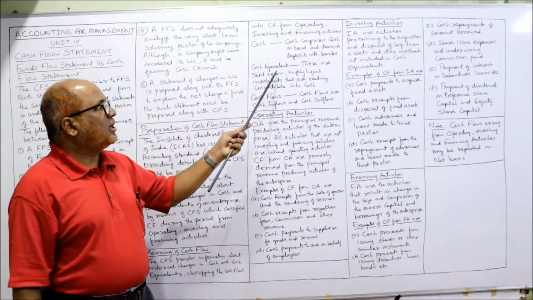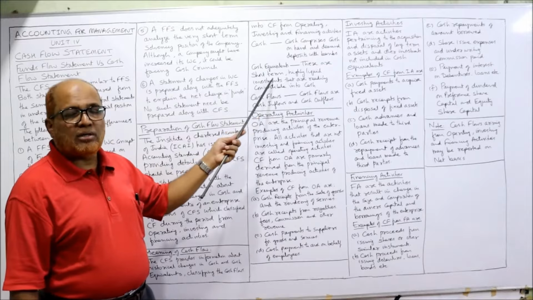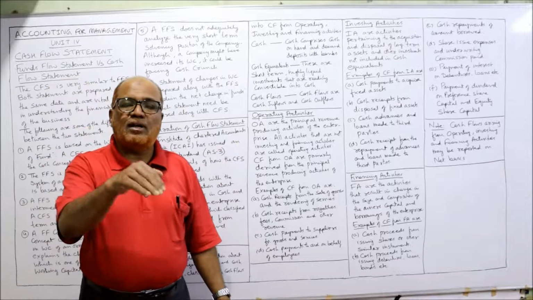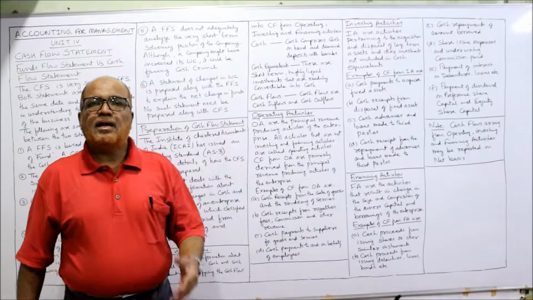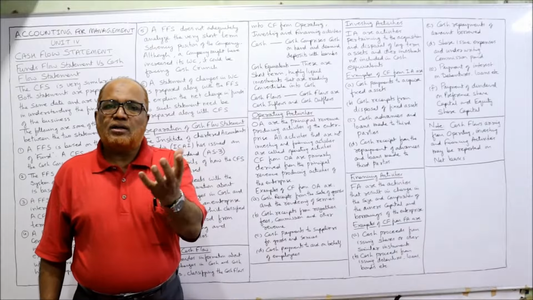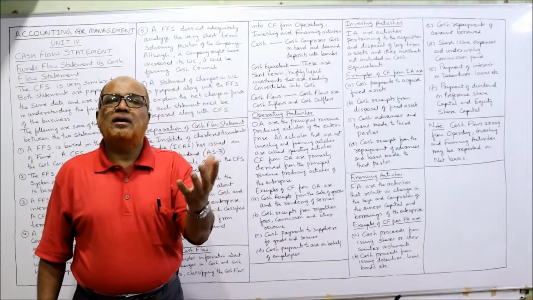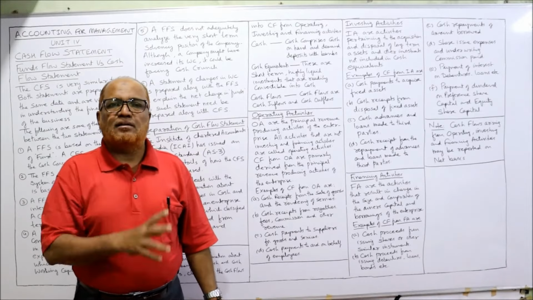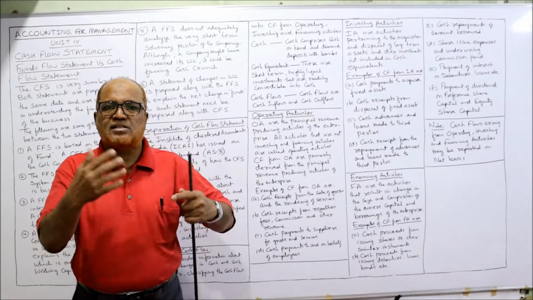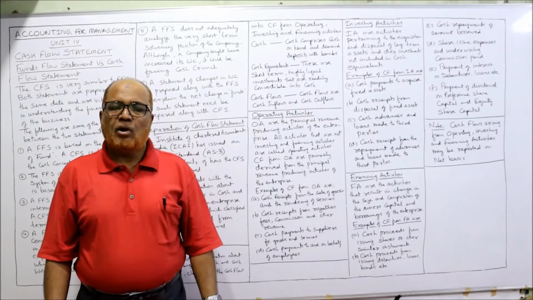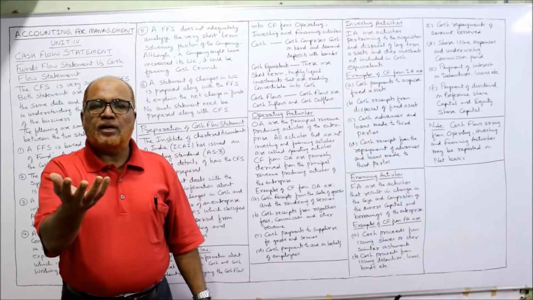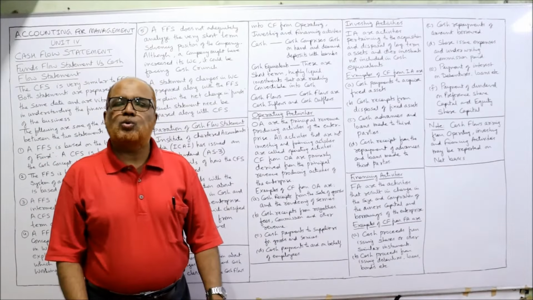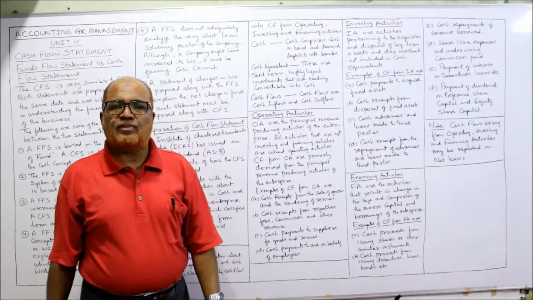Now what do you mean by cash equivalent? These are the short-term, highly liquid investments that are readily convertible into cash. Cash equivalents are short-term, highly liquid investments. That means a company, a business, has invested some money, some funds, in purchasing shares or securities. And these securities are such that we can easily convert that security into cash without any lapse of time.